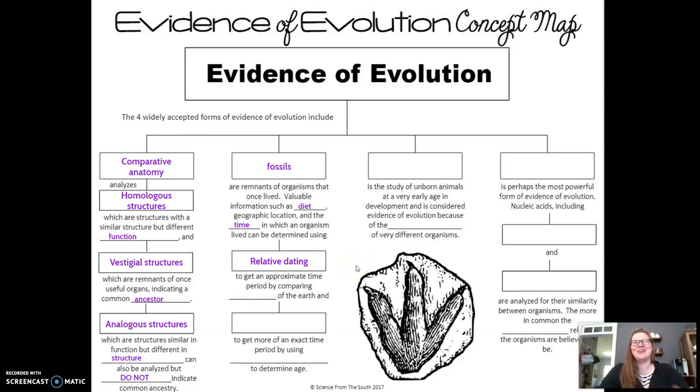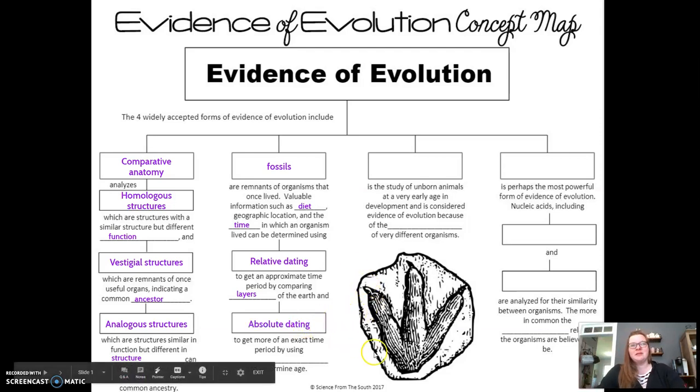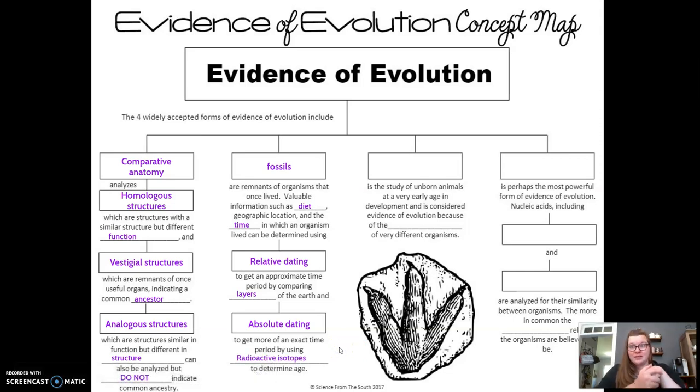So these things are going to be determined using relative dating, which gives us an approximate time period relative to the other layers of the Earth. So we know it's younger than this, older than this. If it's above the KT extinction, it's younger than 65 million years, so on and so forth, right? And absolute dating, which gives us more of an exact time period by using those radioactive isotopes.